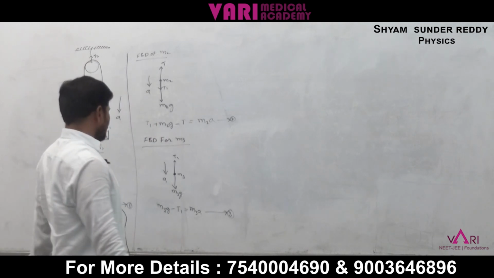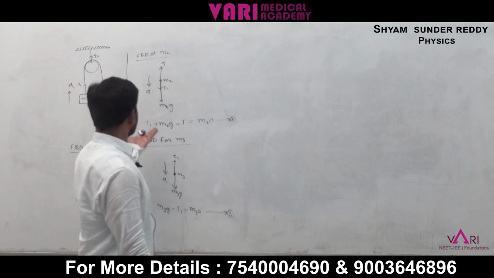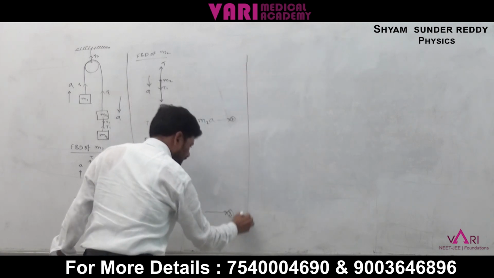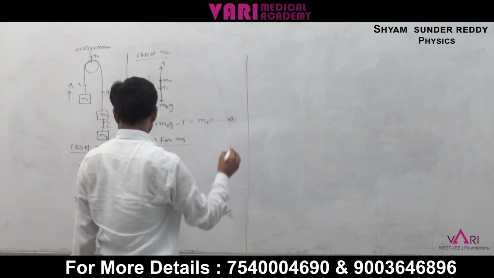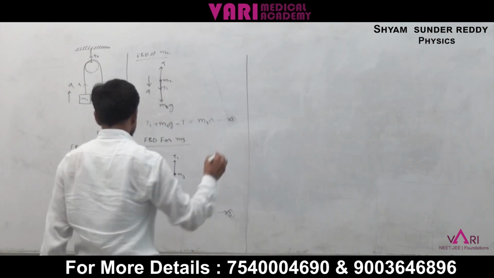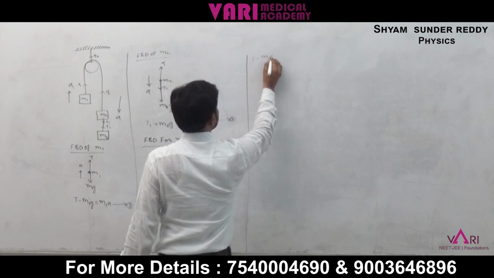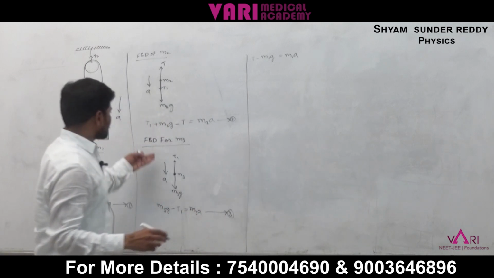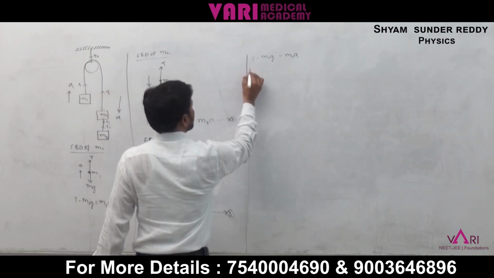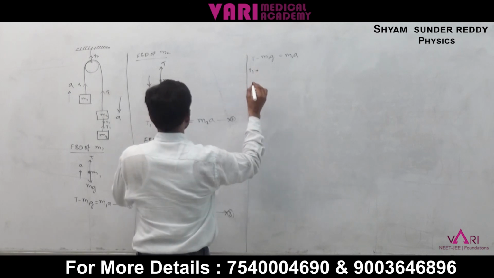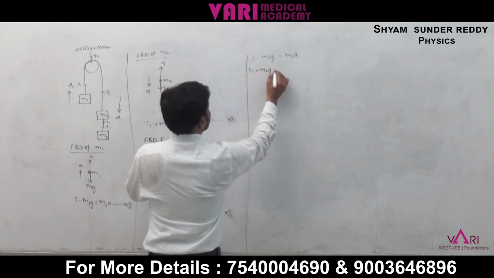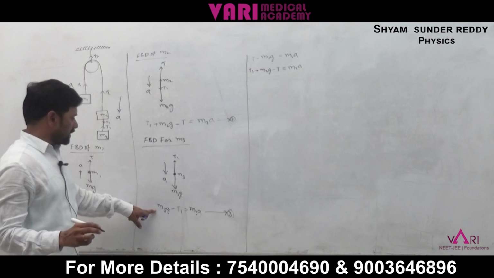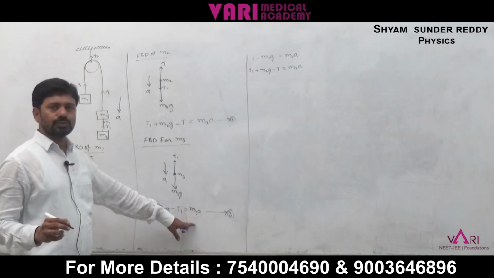From 1 to 3 equations, we need to find the acceleration as well as T1, T2. Three values we need to find. Here it is, from 1 to 3 equations: T minus m1g is equal to m1a. And second equation is T1 plus m2g minus T is equal to m2a. And third equation is m3g minus T1 is equal to m3a.